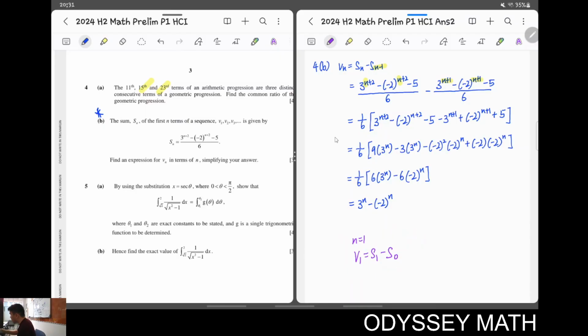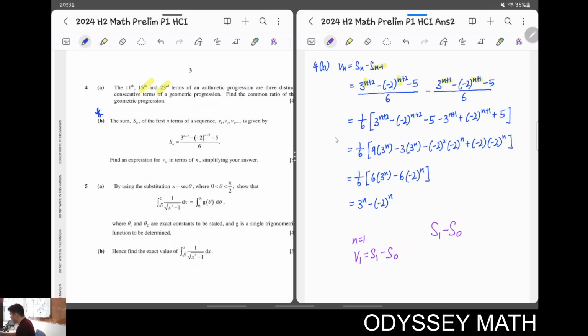What you need to check is very simple. Can I ask you all to check this? When n equals 1, does your V1, basically the formula you get here, when you sub n equals 1, check the value. Does it correspond to S1 minus S0 or not? You check. You know where I'm coming from?